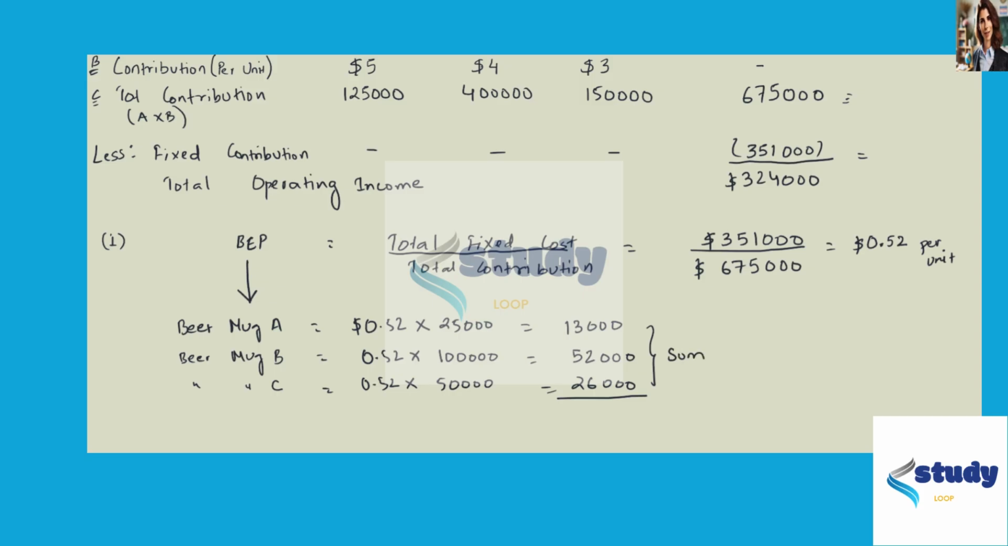If we sum up all these numbers of units to be sold in order to reach the break even point, then we will have 91,000. So 91,000 units are required to be sold in order to reach break even point. So this is the first part of our answer.